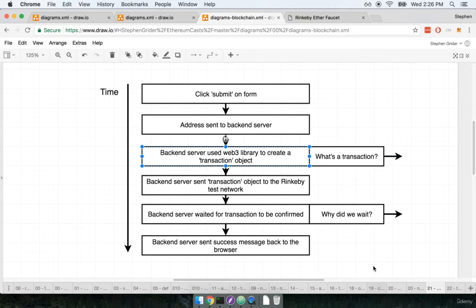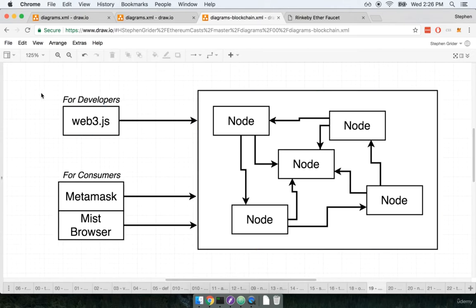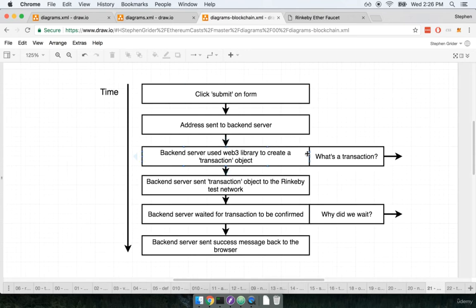Remember, the Web3 library is a tool that we use as developers to interact with any given Ethereum network, not just the main network and not just Rinkeby. We can use it to interact with any Ethereum network. It's a programmatic portal that we can use to interact with all these different nodes that exist out there. So our backend server used that Web3 library to create what is called a transaction object.